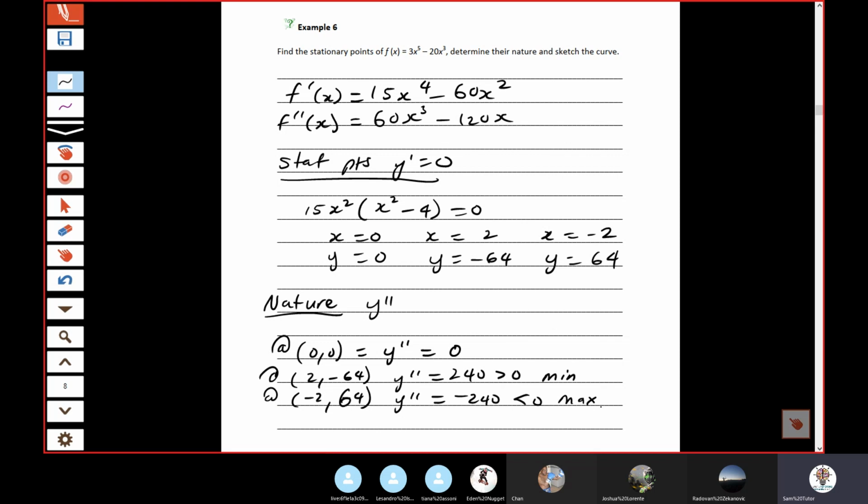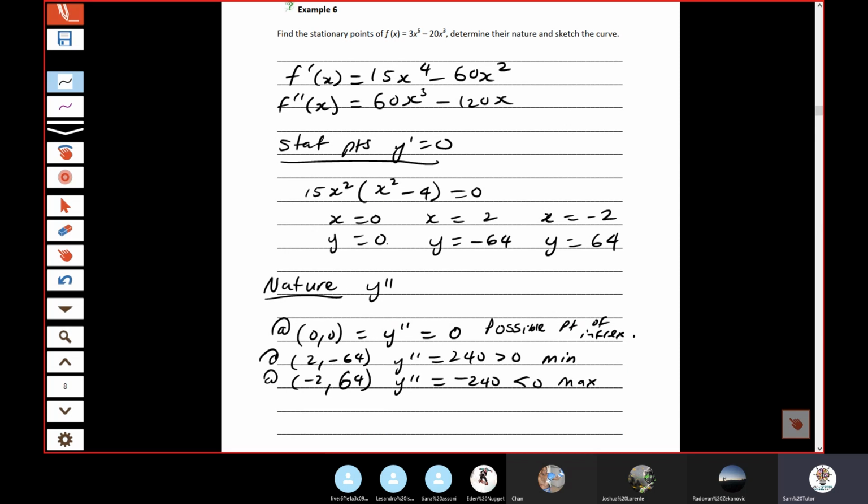Okay, the one at 0 is what we call a possible point of inflection, because points of inflection are where y double dash equals 0. The reason we use the word possible is because that's the third thing we're meant to be doing. You can't actually conclude it in the second part yet. So that's the first part, stationary points. Second part, nature. Third part, points of inflection. So at this point, we can only say it's a possible point of inflection. But because we haven't technically done points of inflection, I'm not going to introduce it yet.